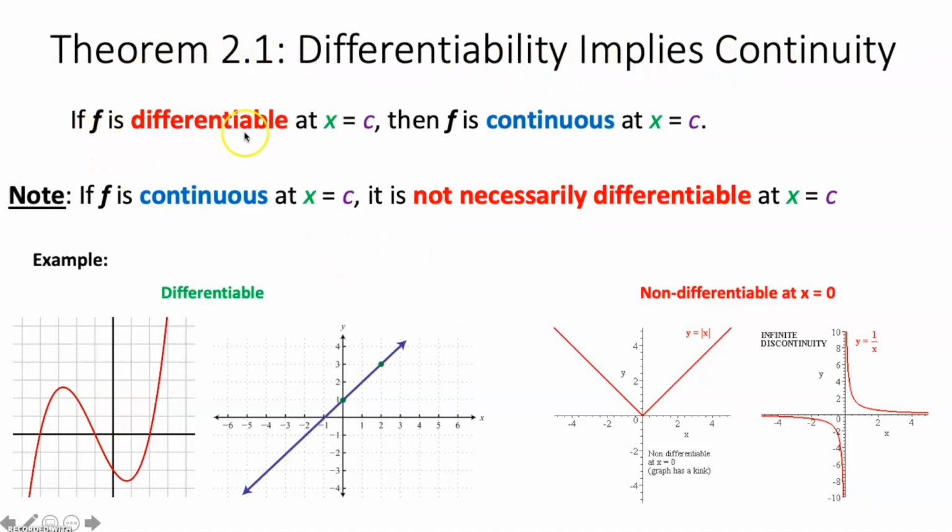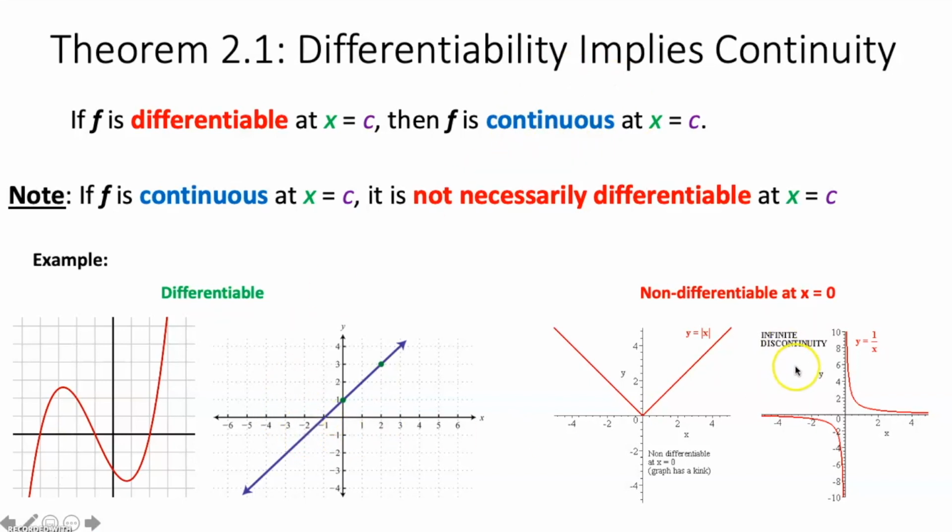Now theorem 2.1, differentiability implies continuity. This says if f is differentiable at x is equal to c, then f is continuous at x is equal to c. So what this is saying is that if you look at any function and at x is equal to c, you can draw a tangent line to the curve and get the slope of that tangent line, or you can calculate the slope of the function at that particular x value, c, then you know the function must be continuous also at that x value, x is equal to c.